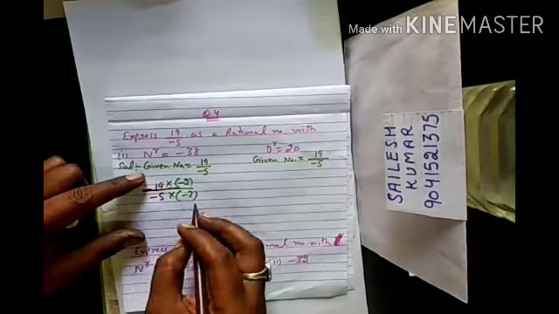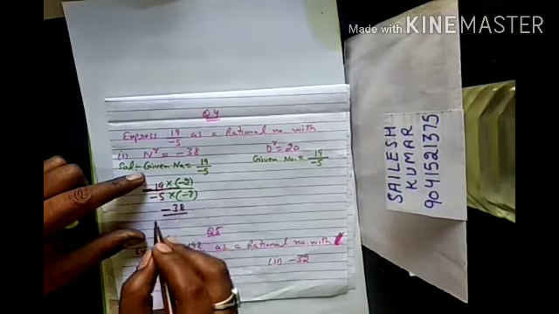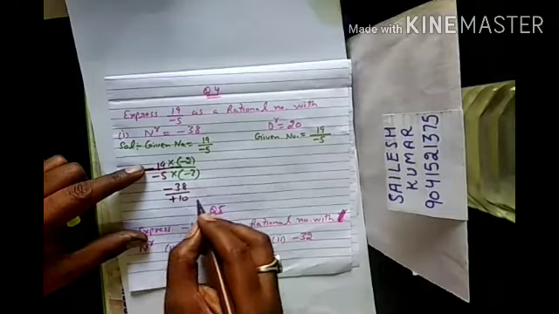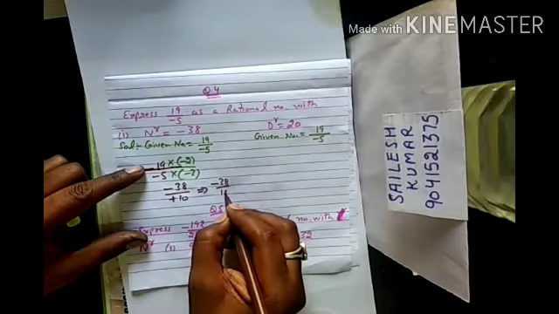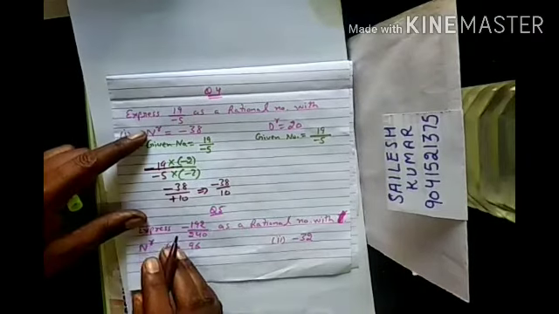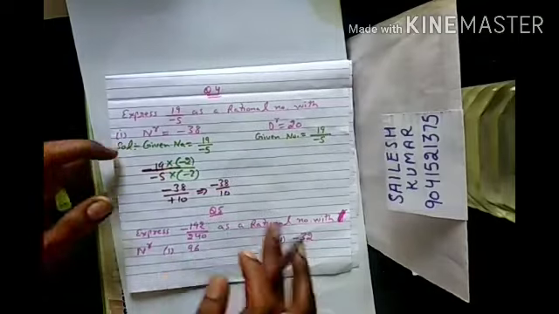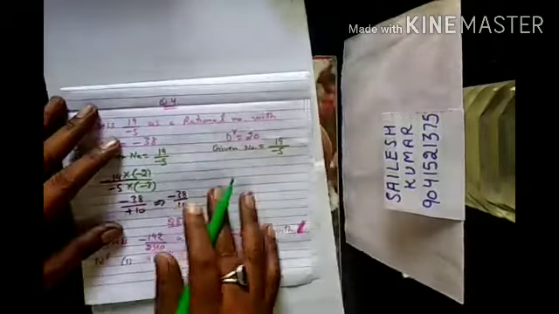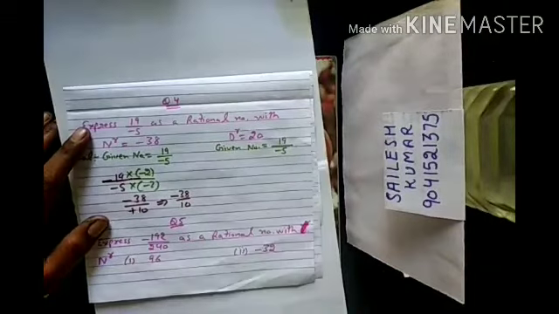19 multiplied by minus 2 will become minus 38, and minus 5 multiplied by minus 2 will become plus 10. So our answer is minus 38 by 10. Now the required numerator minus 38 is there. So it solved the question. Now in the second part we are saying that the denominator should be 20.